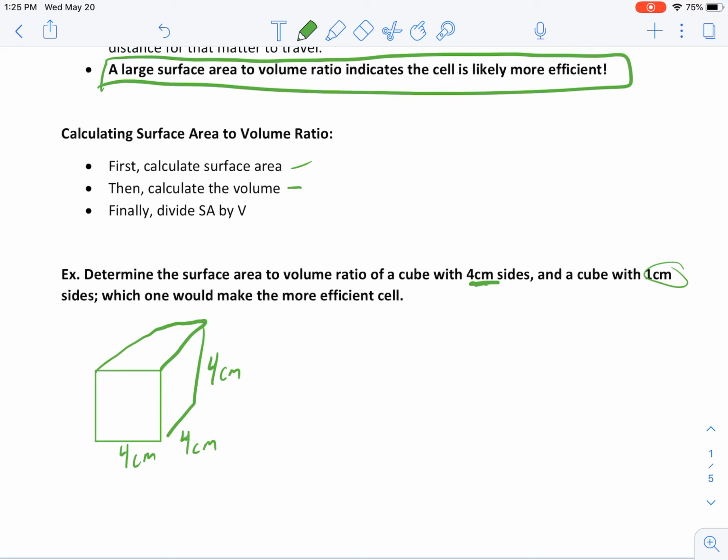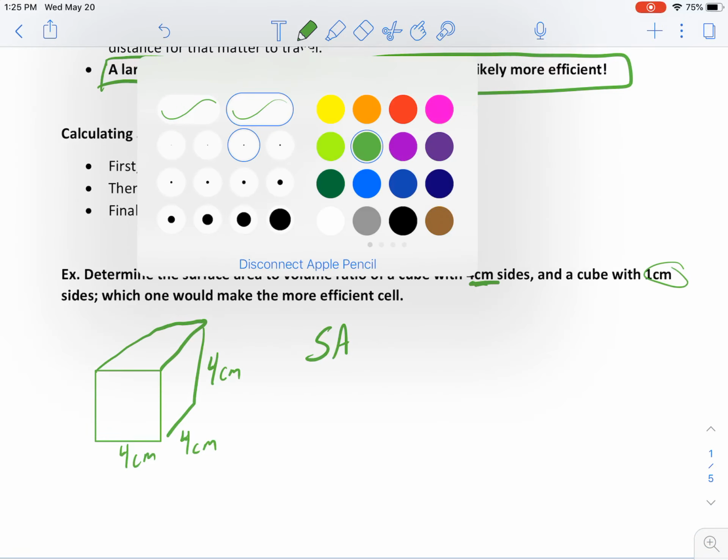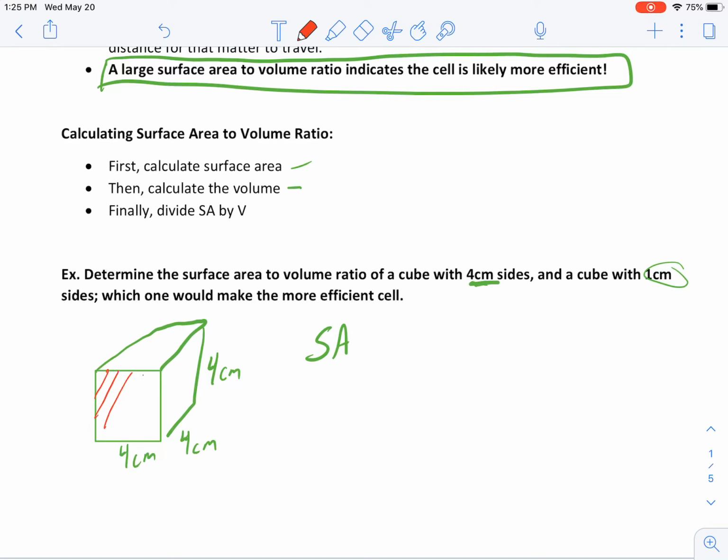So first, 4 centimeters, let's find the surface area. Now the surface area of a cube means this surface, and this surface, and this surface, and then the surfaces on the other side that we can't see. So the surface area for a cube is equal to base times width, so let's call that 4 times 4 for this surface area here, times 2, because there's another one on the bottom that we can't really see.